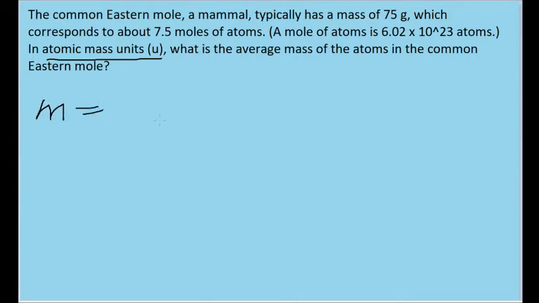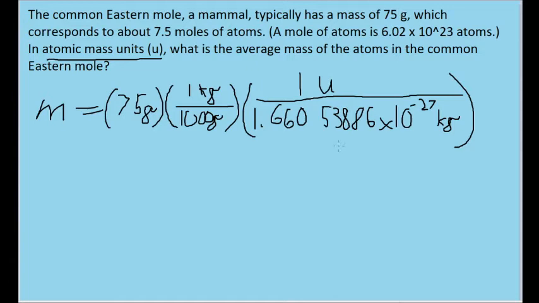Now the mass is given to us as 75 grams, so let's start there. And let's convert this into kilograms and then atomic mass units, because we have a conversion factor between kilograms and atomic mass units. And here is that conversion factor. And now plugging this into our calculator, we find that this is about 4.5 times 10 to the 25th power of atomic mass units.